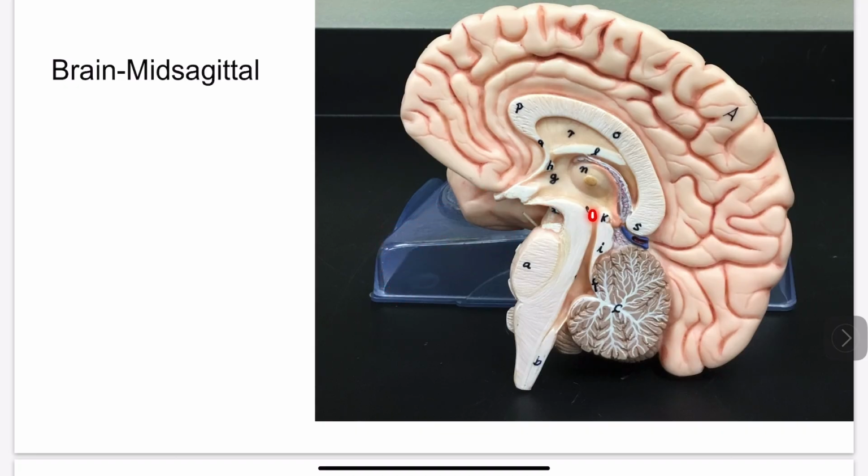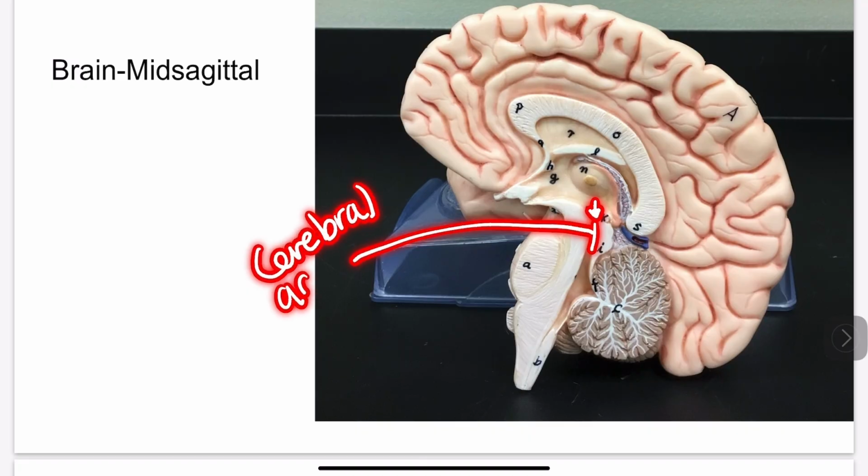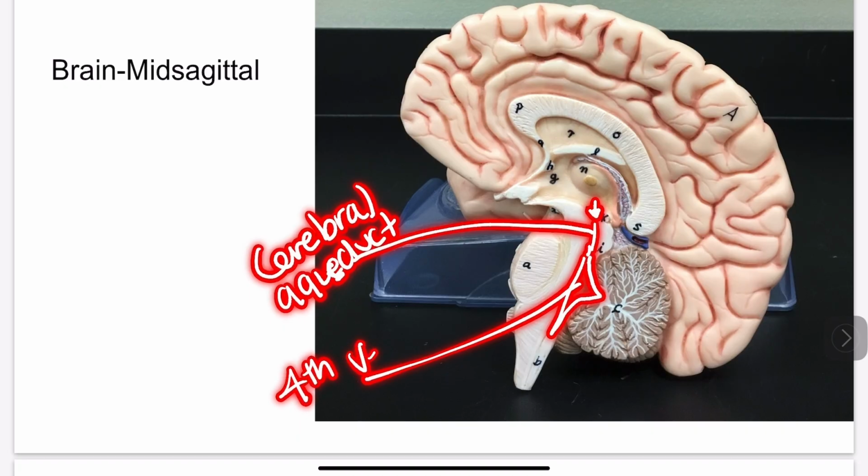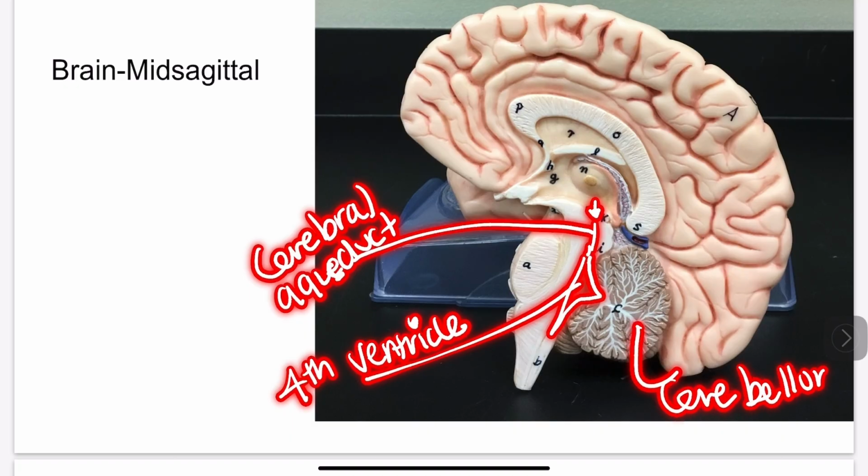Also in the midbrain, there's a passageway, right? Does everyone see, hopefully, this passageway here? That is going to be your cerebral aqueduct. Remember, the cerebral aqueduct drains into the next passageway, which is right around here, this triangular space. That is your fourth ventricle. Remember, that's sandwiched in between your cerebellum and the pons.